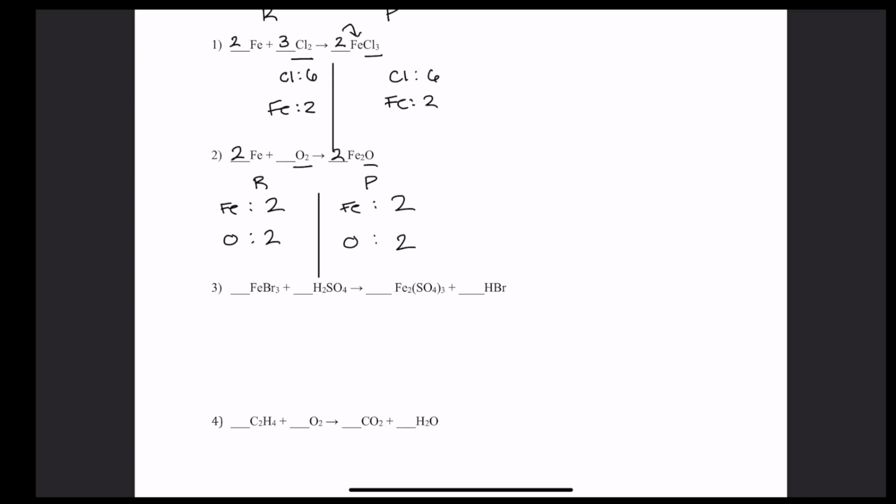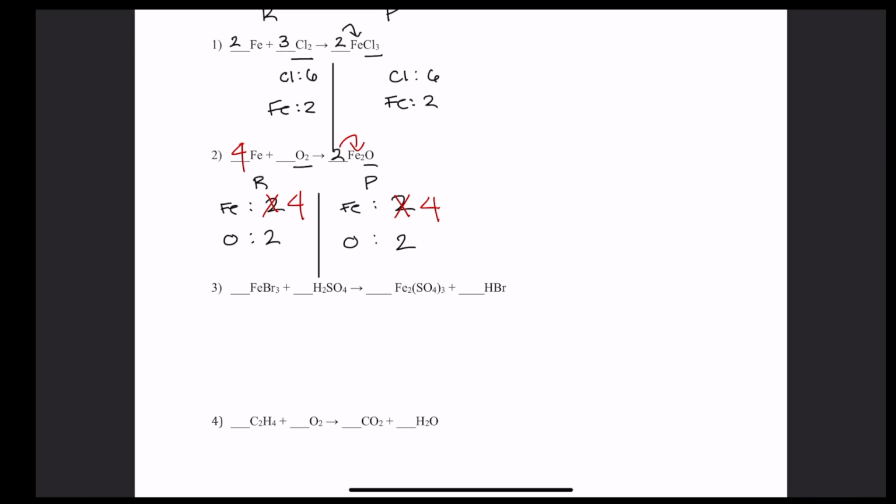leaving us with 2 oxygen and 2 oxygen here. But what we need to be careful about is that once I did that, I realized that I changed the amount of iron there is. So instead of 2, there's going to be 4. Now that means I have to change this coefficient here to 4 to match it up.